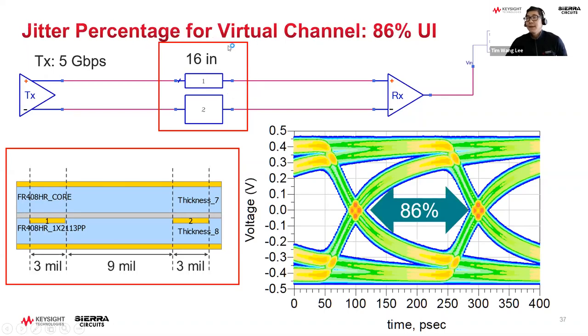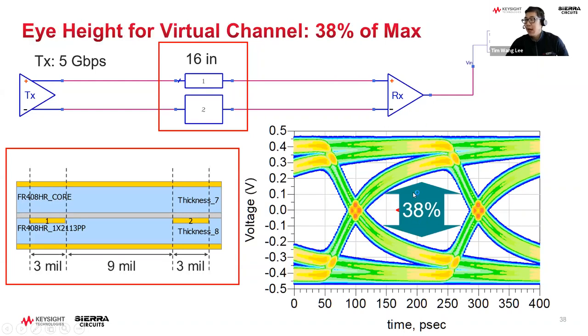Next is looking at the percentage UI. In the strip line case, we actually have 86% given 16 inches. So given the A73 rule, you're going to get more than 75% most of the time, but that's a good starting point. And the eye height is about 38% of the max, which is within the tolerance. It's all clearing the mask.